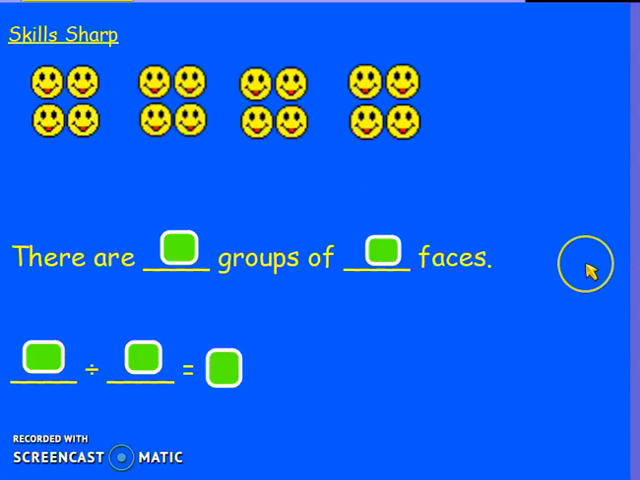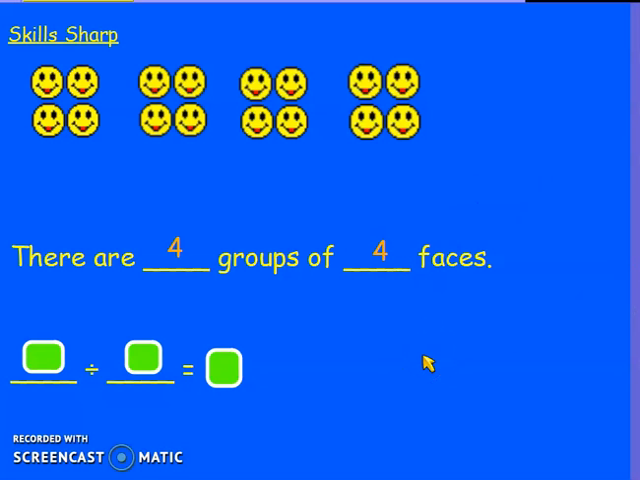Another example here using smiley faces. How many groups have we got? 1, 2, 3, 4. There are 4 groups. How many faces are there in one group? 1, 2, 3, 4. There are 4 groups of 4 faces.